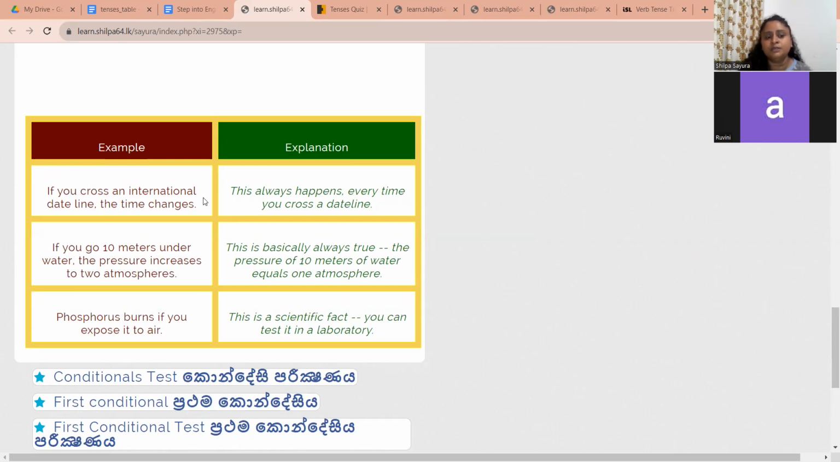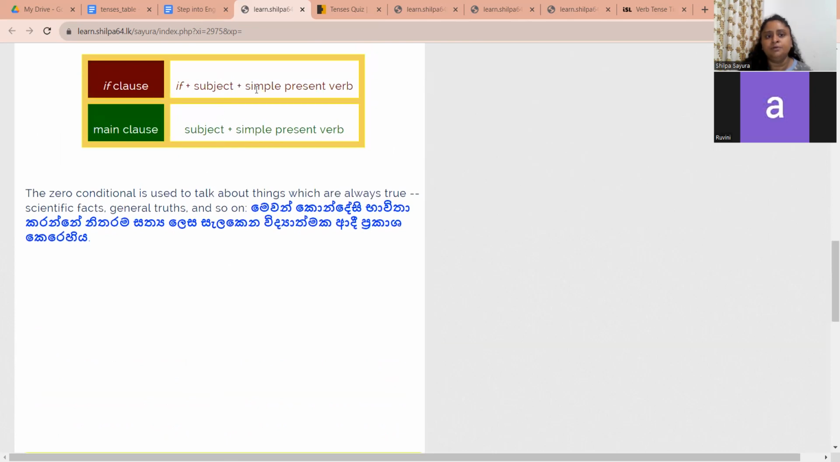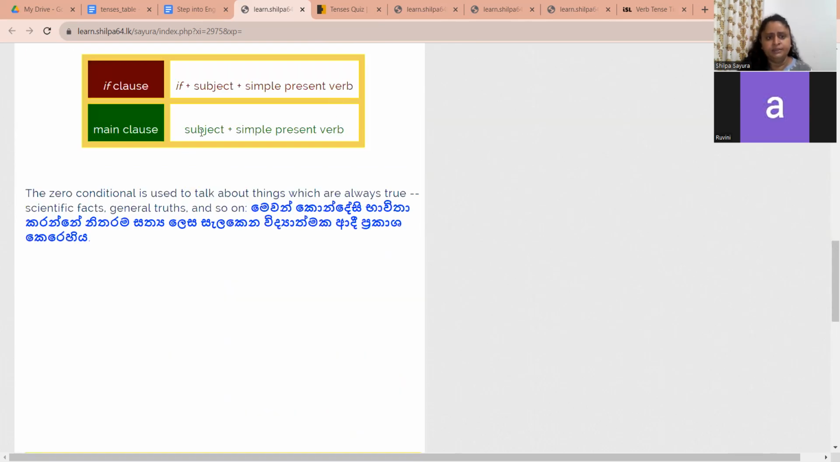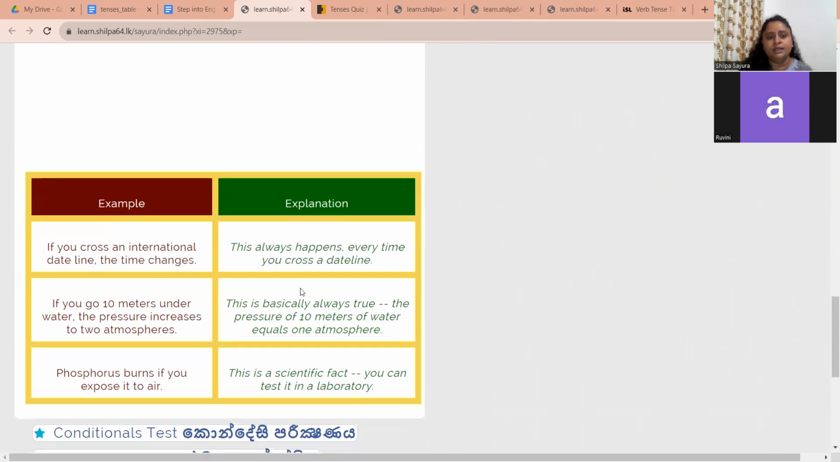If you cross, see the formation is always the same. If you cross the international date line, then the time changes. Explanation: this always happens every time you cross a date line. So the time for Sri Lanka is different from the time of England, and it's different from the time of some other countries. It's different from UAE. It's different from Netherlands. It's different from Germany. It's different from Australia, right? So that is what the international timeline and the date line are.